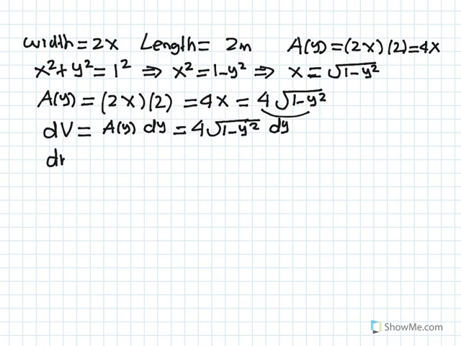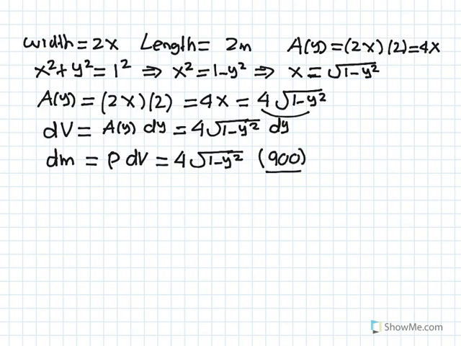Let's find the differential mass, dm. dm is going to be rho times dV. Well, the density is 900. The density of oil in this case is 900 kilograms per meter cubed. So we have the cross-sectional slice as 4 root 1 minus y squared times the density of oil, which we take to be 900 kilograms per meter cubed, times dy, the height of the slice.